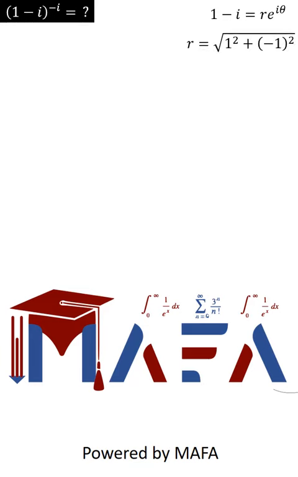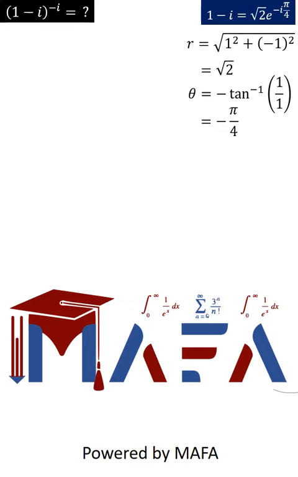r is just the square root of 1 squared plus negative 1 all squared, which will give us the square root of 2, and theta is negative tan inverse of 1 on 1 because the complex number lies in the fourth quadrant. So theta gives us negative pi on 4. So it means 1 minus i is equal to root 2 e raised to the power negative i pi on 4.